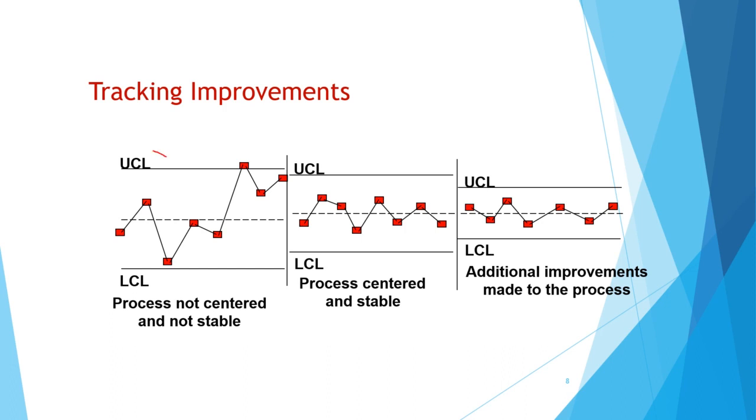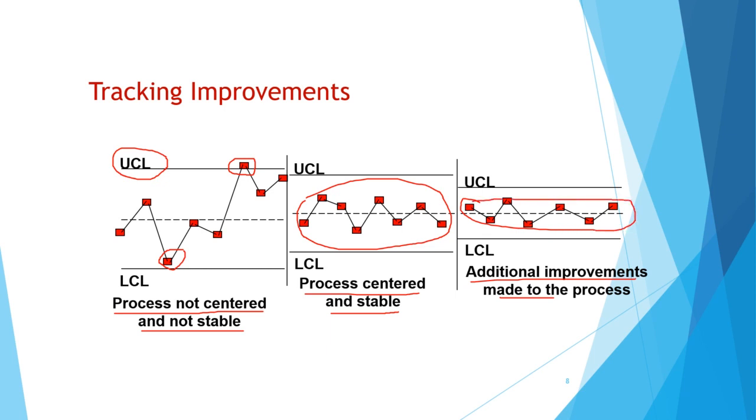See, in the first picture, you can see some of the processes are out of the upper control limit or near the lower control limit. That is, processes are not centered and not stable. After making improvements, we could find it is almost in the middle. That is, the process is centered and stable. Further improvements were made so that the process stays within the middle line. The best example we can give is the diabetic level.